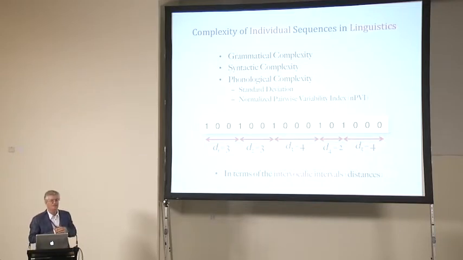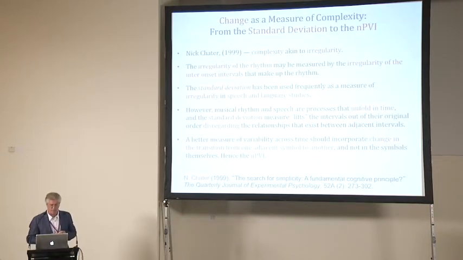Not surprisingly, after many years of research, they started coming to the conclusion that they were doing something wrong in linguistics, right? And that the music people had a better approach. And so they're abandoning that measure. And one of their most popular measures now is the normalized pairwise variability index. So let me say a little bit about that.